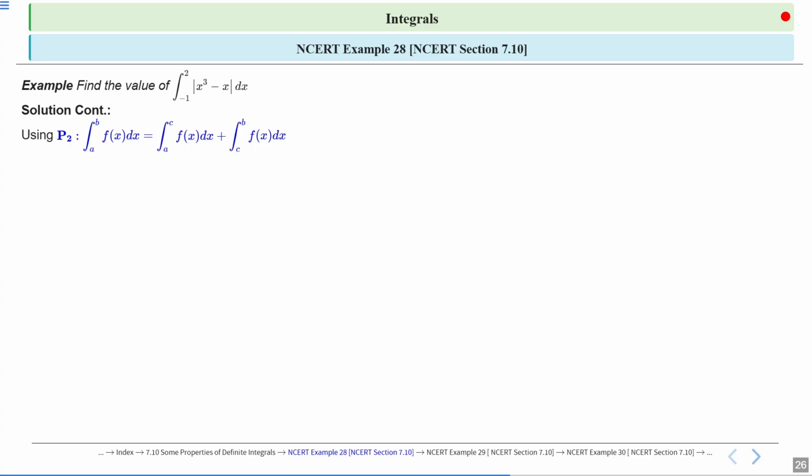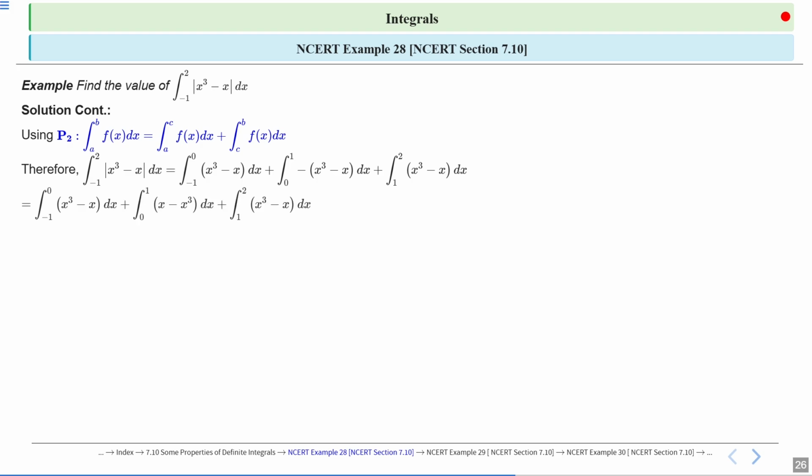So by using this property, we split the interval of -1 to 2 into first -1 to 0, then 0 to 1, and then 1 to 2 by using property P2. And we write the value of absolute x cube minus x as it is positive or negative on that interval. In the first interval, it is positive, so we take it as x cube minus x dx. In the second interval, 0 to 1, it is negative, so we take minus (x cube minus x) dx. And in the last interval, it is again positive, so we take x cube minus x dx. Okay, so just simplify it.